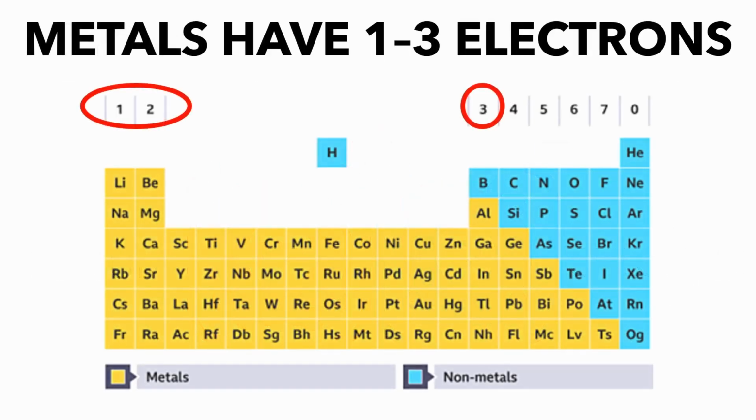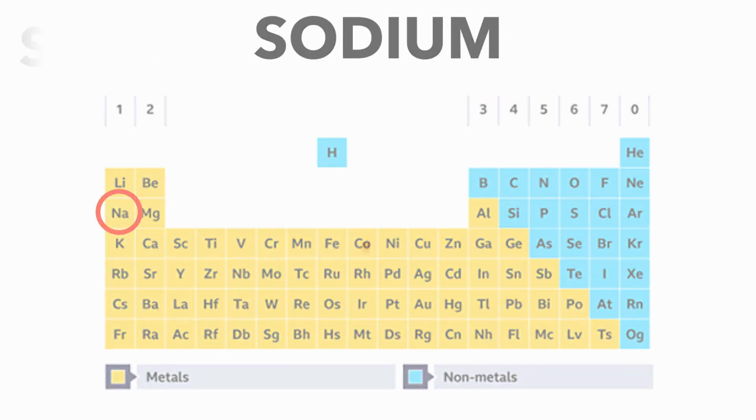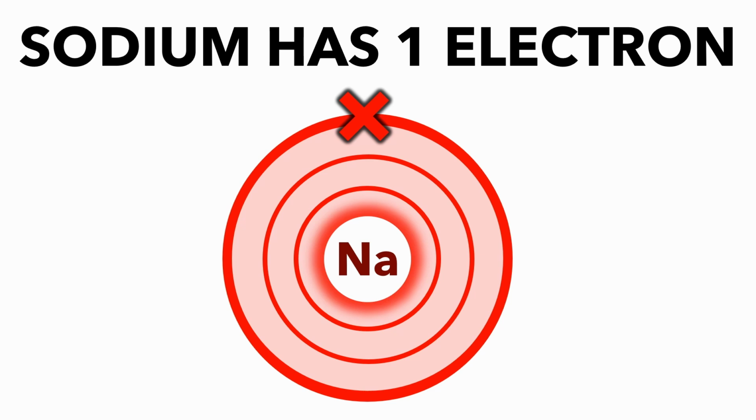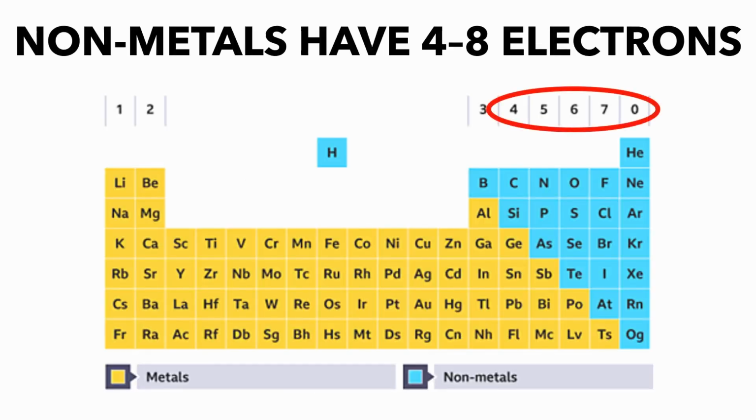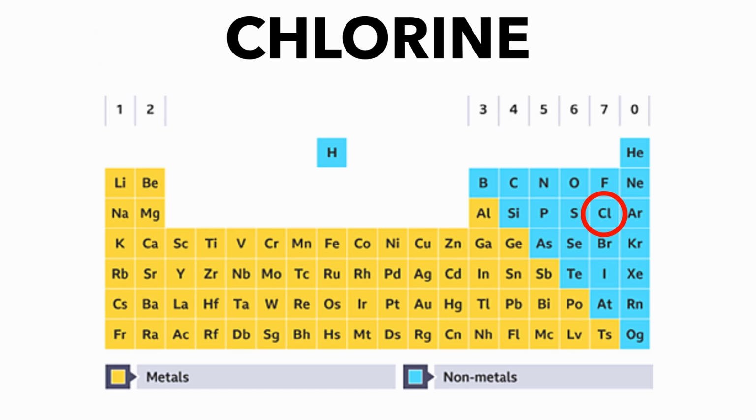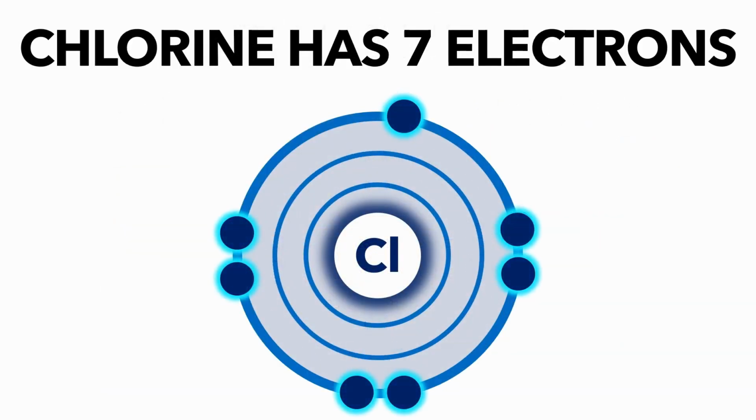All metal atoms generally have between 1 and 3 electrons in their outer shell. For example, sodium has 1 in its outer shell, shown as a cross. Non-metal atoms generally have between 4 and 8 electrons in their outer shell. Chlorine, for example, has 7, shown as dots.